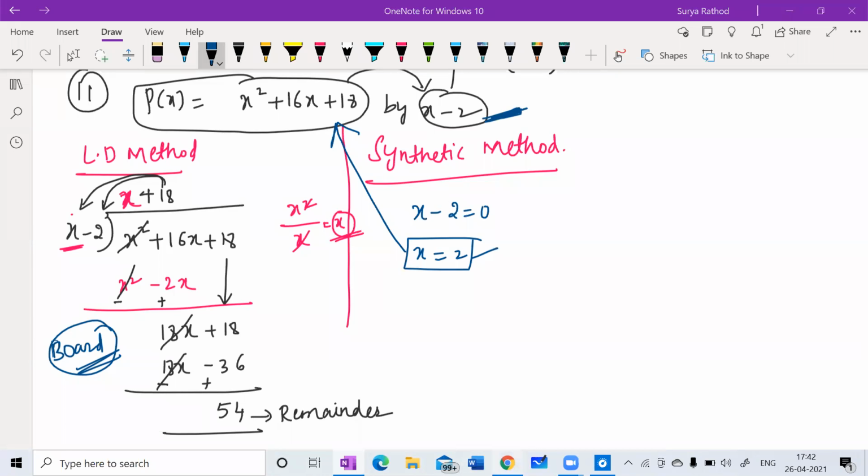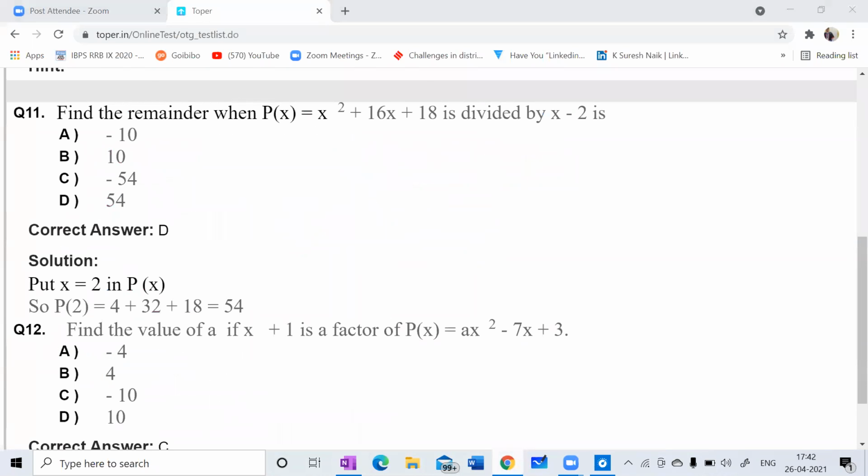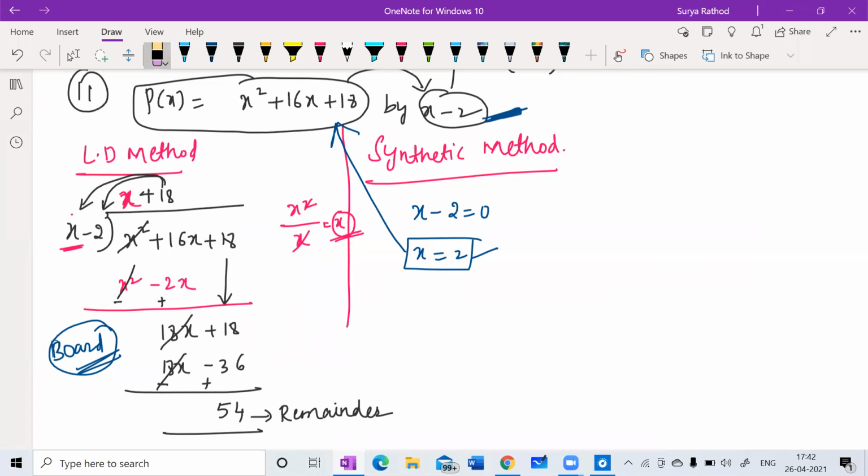I'll be getting 0, what? Sir, no, see here now. Will I get 0? I won't be getting 0. See here. We'll be getting 54, sir. We'll be getting 54. Look at this here now.